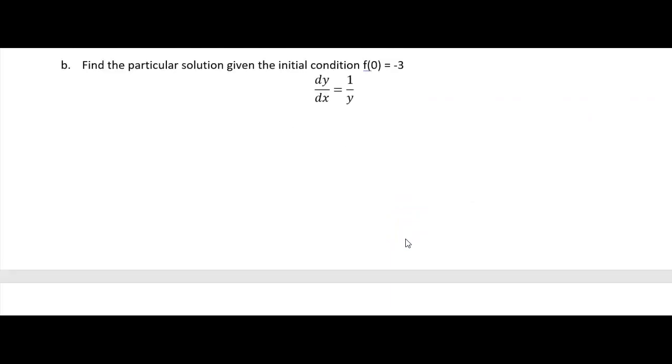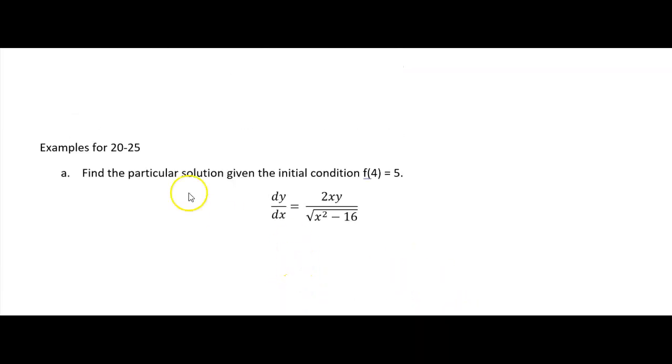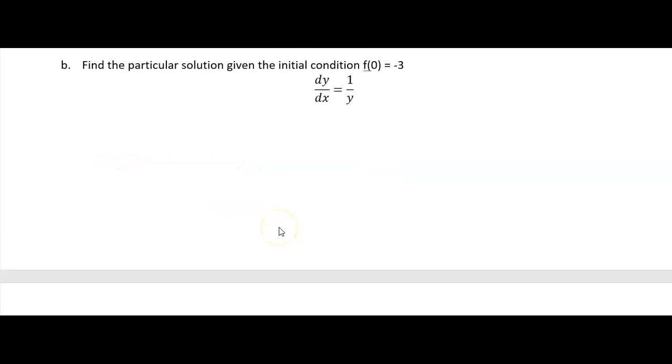Here we go. Let's go ahead and do this one. Find the particular solution for the initial condition. And by the way, I'm only going to do 2 problems. If you can do these 2 problems, you should be able to do all of the problems in 20 through 25, technically. But anyway, let's do part B now.